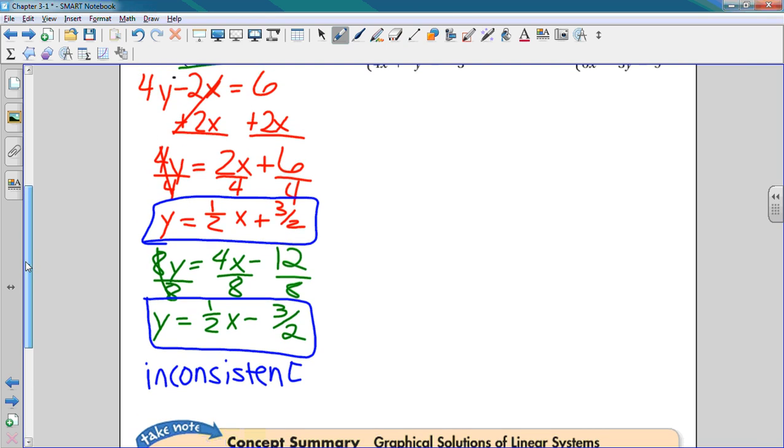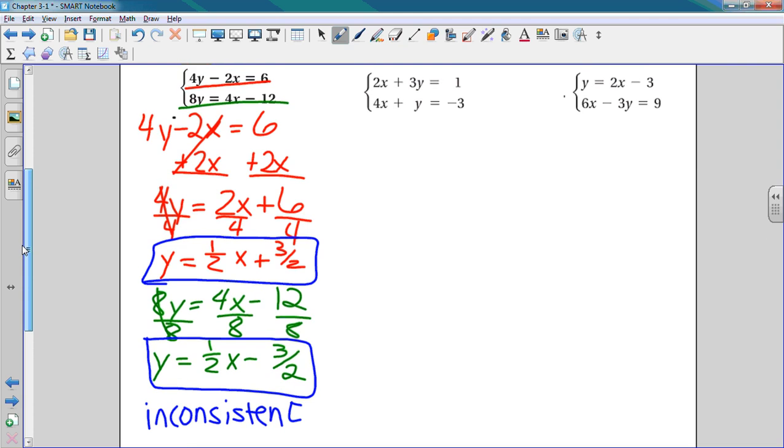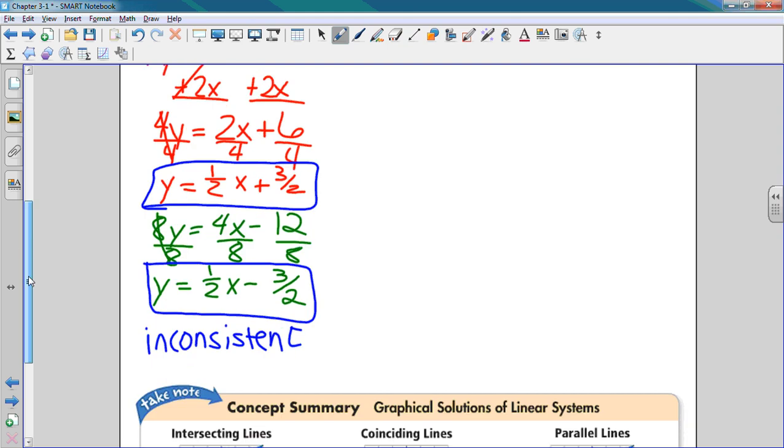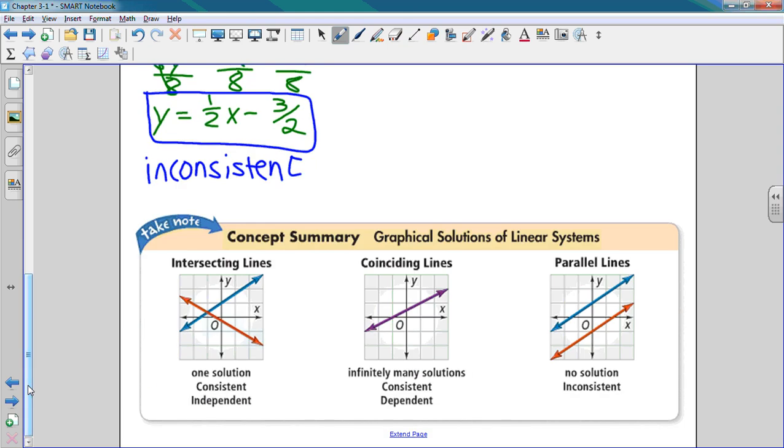Wait, how do you have no point? How? They're parallel. They're never going to hit each other. Like this. Look, I have examples. This inconsistent system right here, their lines are parallel. They're just going to go on and on forever. They're never going to hit each other. The only solution is if they hit each other.